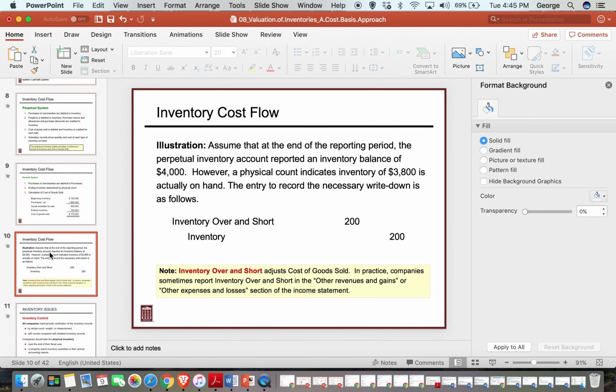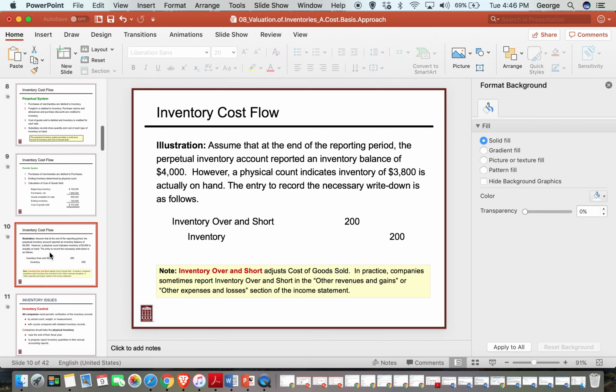All right, so assume at the end of the period, the perpetual account reports an inventory balance of 4,000. But then we do a physical count and we only find $3,800 of inventory on hand. So what I would need to do here is debit an account called inventory over and short, sometimes called inventory short and over. In this case, I'm short, so the account is debited and inventory will be credited, or reduced, by 200. That amount, the inventory over and short, is really a contra account to cost of goods sold.